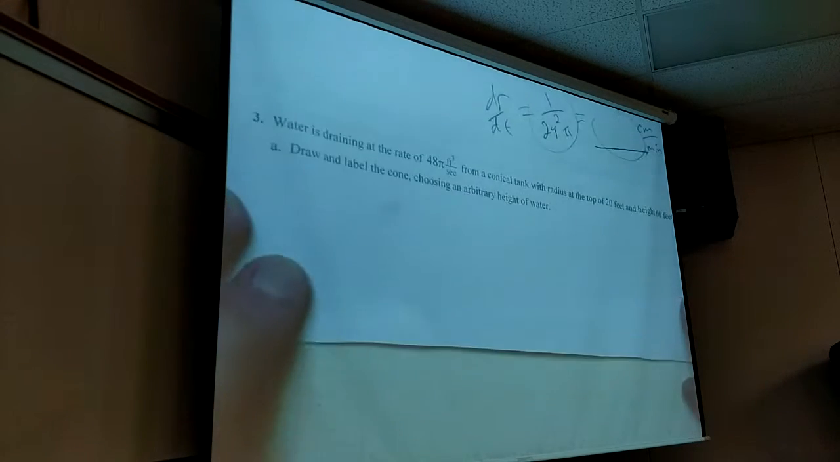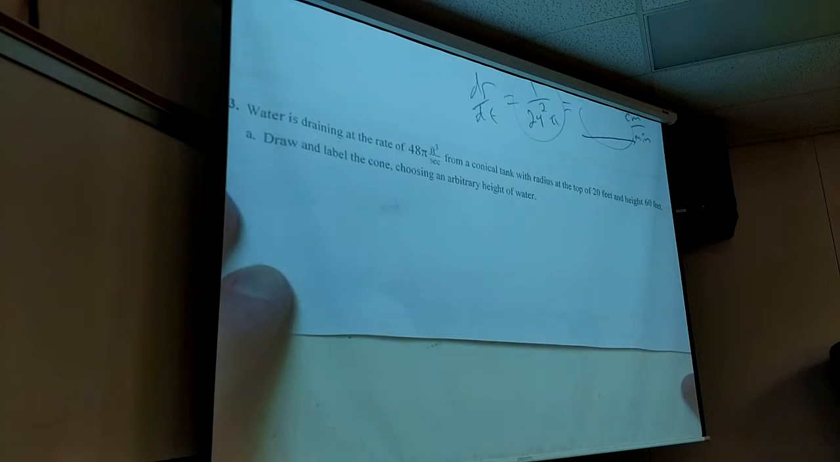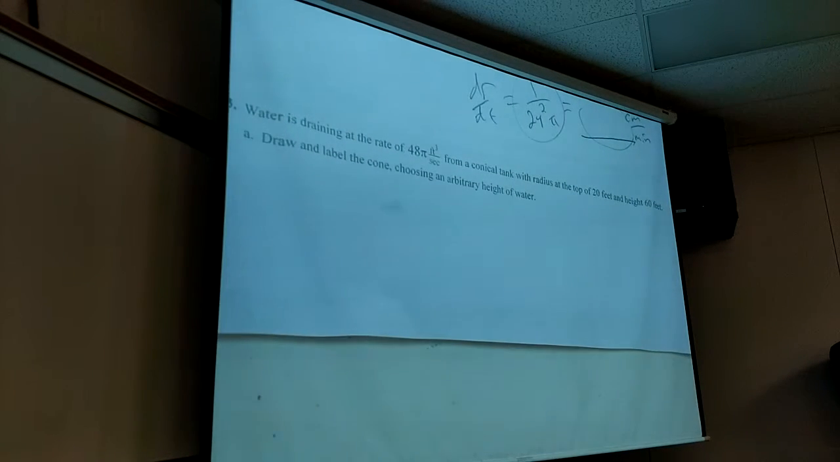So try to do part A on this number 3. It's going to be a lot like that trough problem, except now I've got this conical tank. So draw a little cone. It's not too bad. Draw a little oval and then just draw a triangle underneath it. Label it. You choose an arbitrary position for the water.